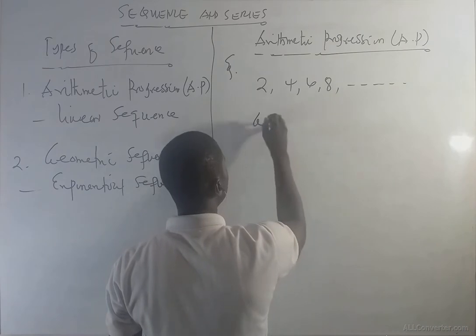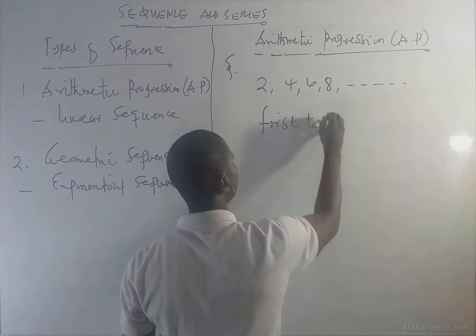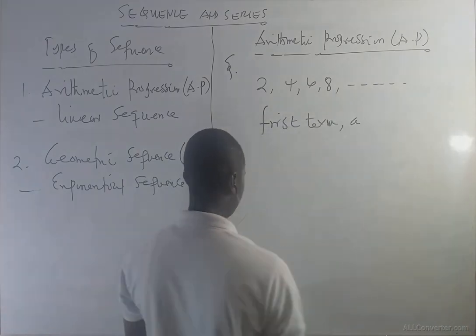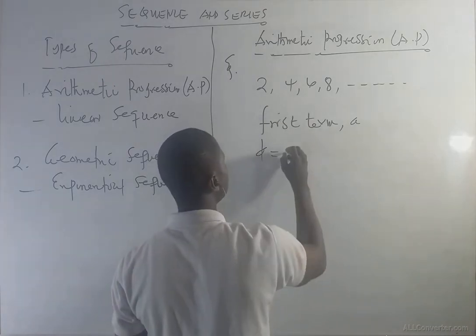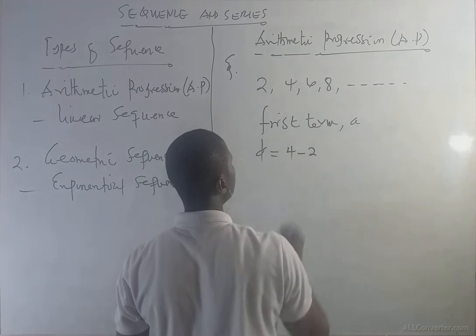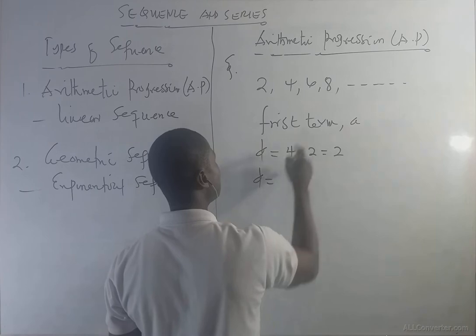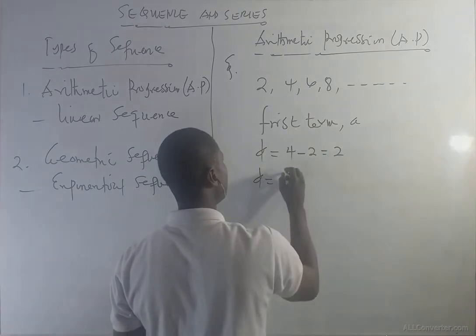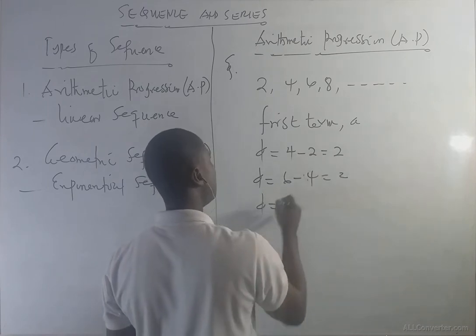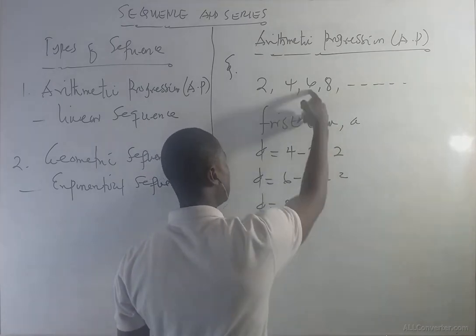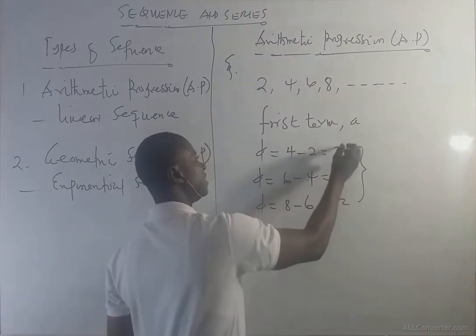So here we have the first term. The first term is A. Now the common difference is D, and the common difference is the second element minus the first element, which is 2, or the same as the third element, 6, minus the second element, 4, which is 2, or the same as the fourth element, 8, minus the third element, 6, which is still 2. So you can see that it has the same common difference, and the common difference is 2.